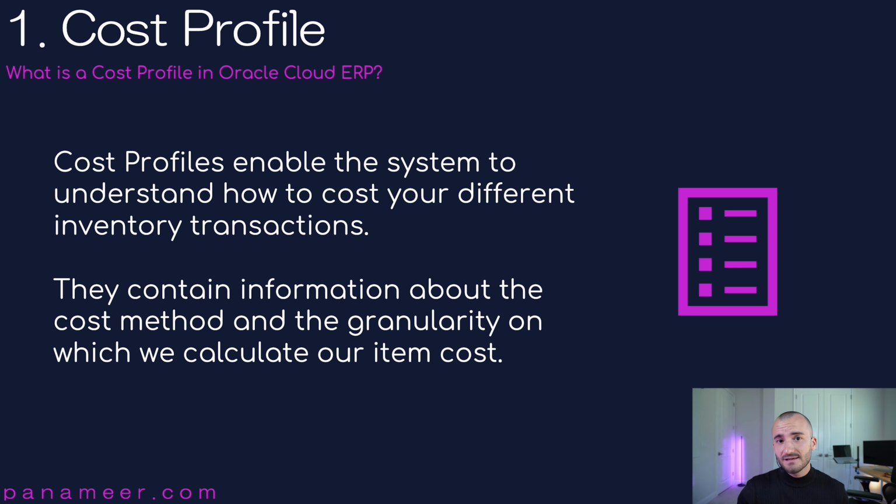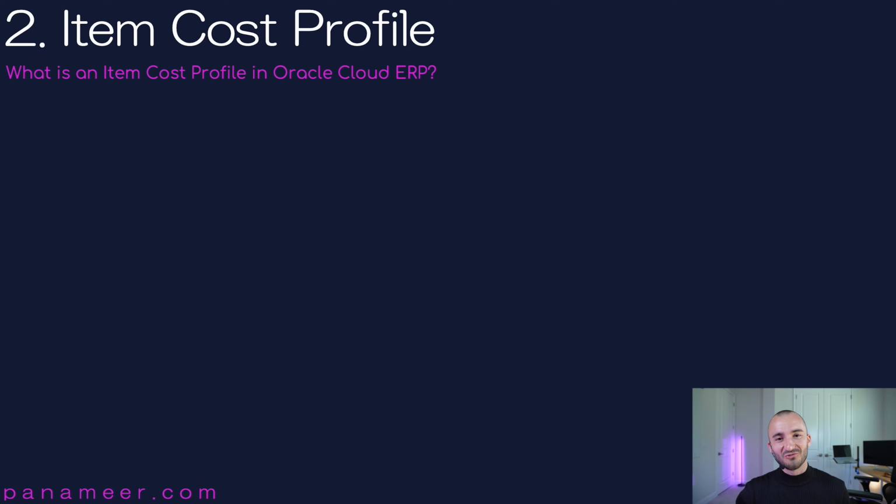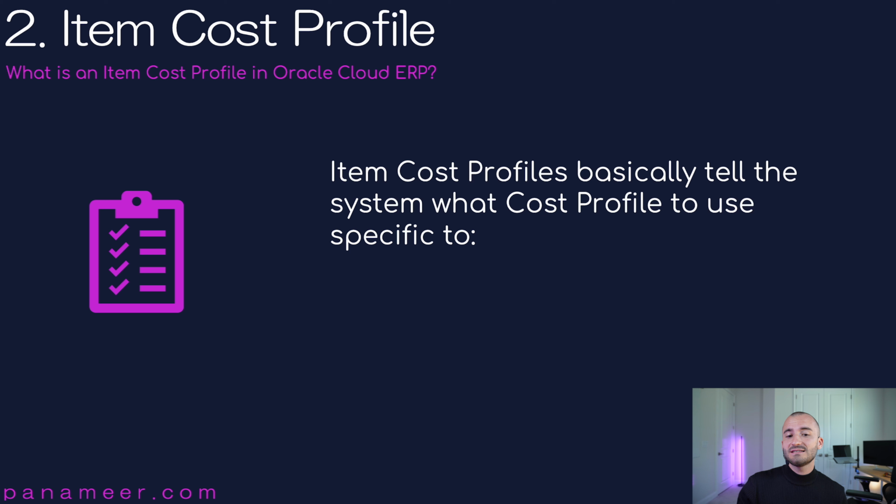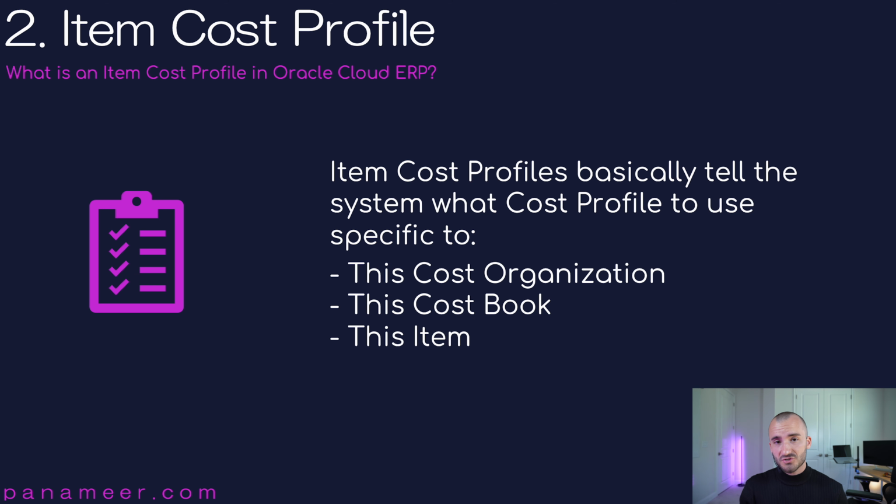The second thing is the item cost profile. So what is the difference? The item cost profile basically tells the system what cost profile to use specific to this cost organization and book, and then this item, as the name says. I know it's not that easy to keep them apart because they're all named pretty much the same, but it's very important to understand that the cost profile is just a set of values, and the item cost profile is then specific to this item in this cost organization and book.